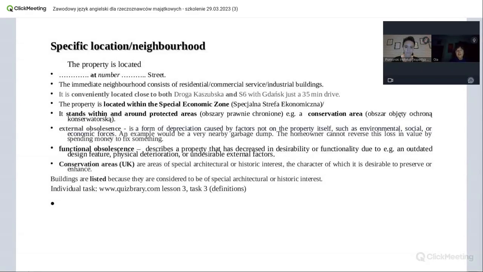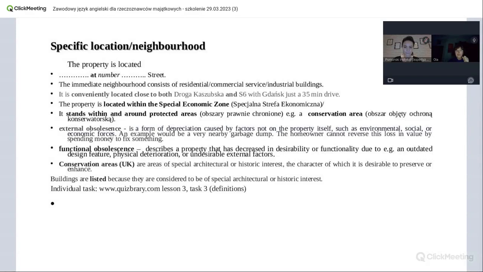You can use the nice expression: it is conveniently located close to both, for example, Droga Kaszubska and S6, with Gdańsk just a 35-minute drive, right? Or you can say that the property is located within the special economic zone, because sometimes it may be important, right? And you've got the translation in braces. Or it stands within and around protected areas. Protected areas, obszary prawnie chronione, e.g. a conservation area, obszar objęty ochroną konserwatorską. Sometimes it's quite important. And then two important expressions: external obsolescence and functional obsolescence.